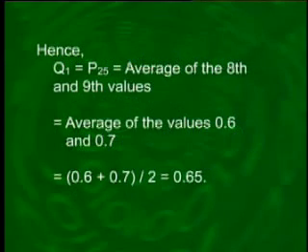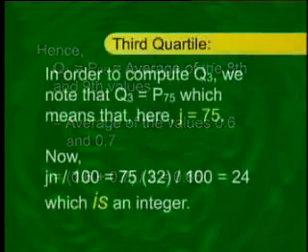And students, the 8th observation in our ordered data set was 0.6, whereas the 9th observation was 0.7, and therefore, the average of the two comes out to be 0.65. So, this is the first quartile, or in other words, the 25th percentile of this particular data set.